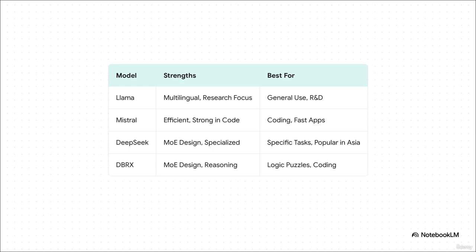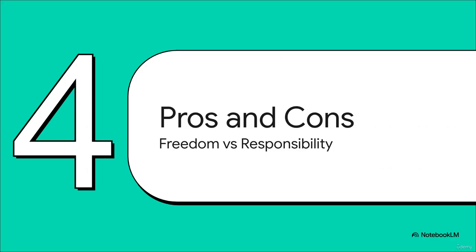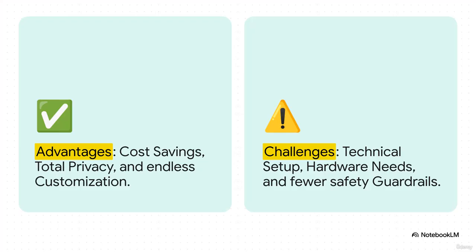So having your own personal AI recipe book, it sounds pretty amazing, doesn't it? And it is. But with all that freedom comes a whole different set of challenges and responsibilities that you just don't have when you're using a closed commercial service. Let's just break it down. Pros and cons. On the plus side, the advantages are massive. It can be way cheaper, it's totally private because nothing ever leaves your machine, and you can customize it to your heart's content.